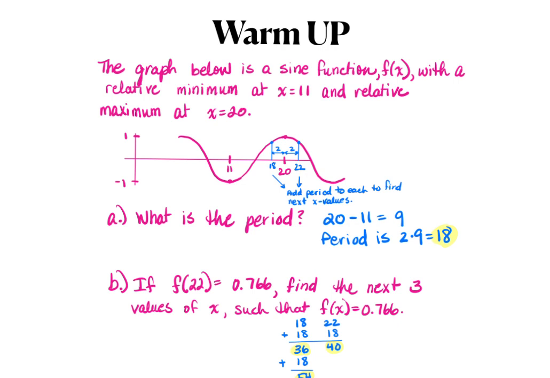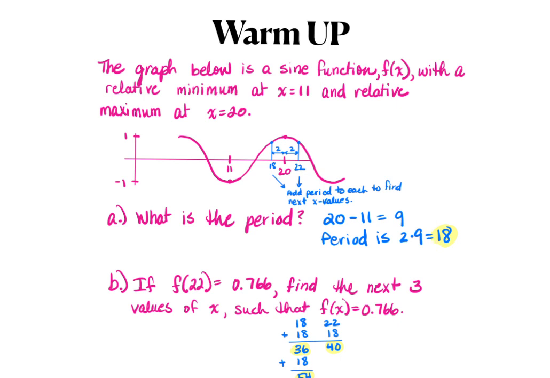Here are my answers. Notice that I'm given that there's a relative minimum at x equals 11 and a relative maximum at x equals 20. So the period has to be double that because my curve has to start and then stop in the same place. So my period would be the 20 minus 11 multiplied by 2, 18.